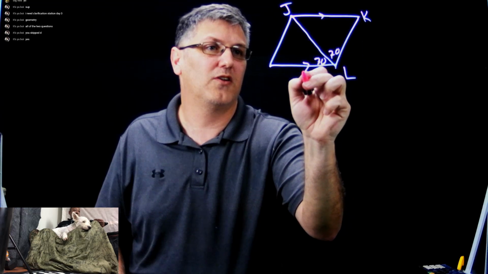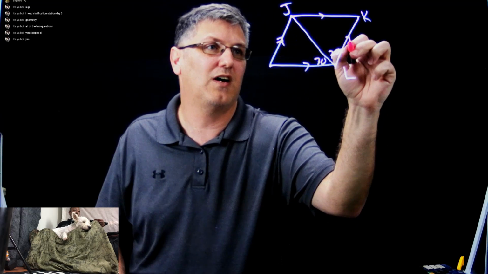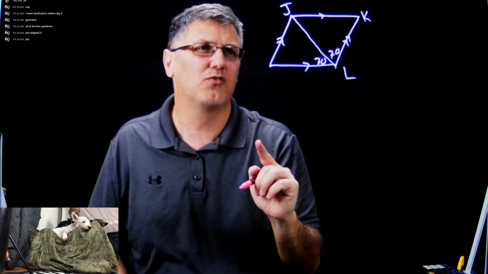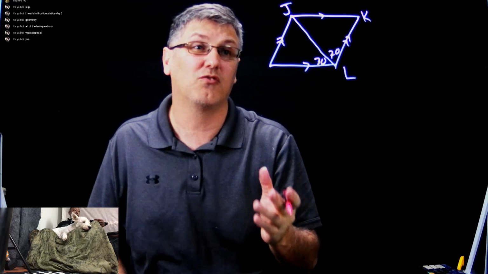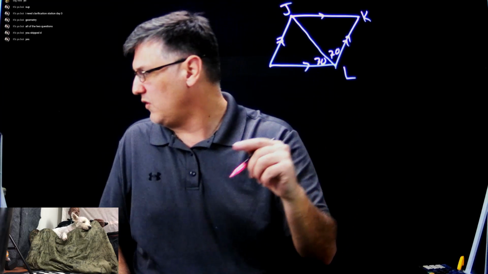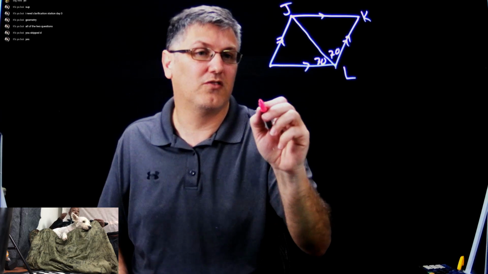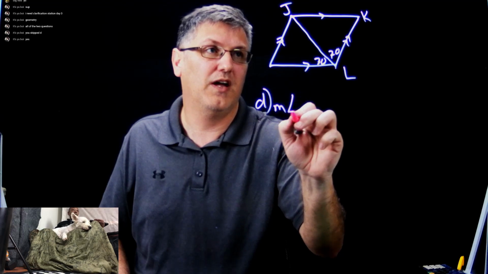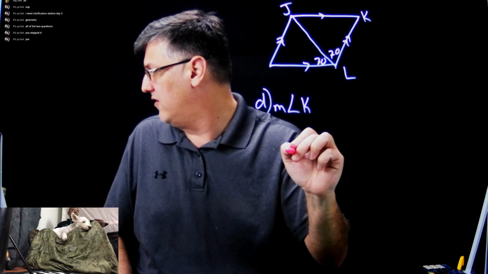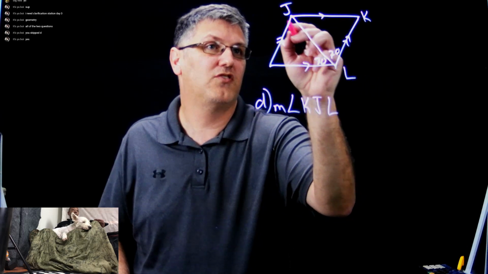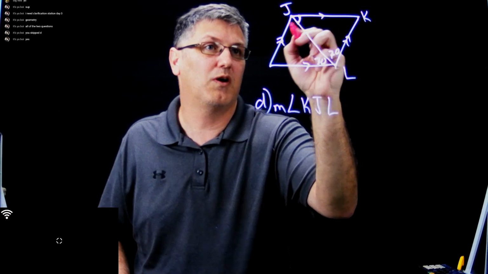Because this is a parallelogram, these opposite sides are parallel. It's in the name, parallelogram. This diagonal here actually acts as a transversal, so it's a parallel line cut by a transversal. D asks for the measure of angle KJL. So I'm looking for this angle right here.